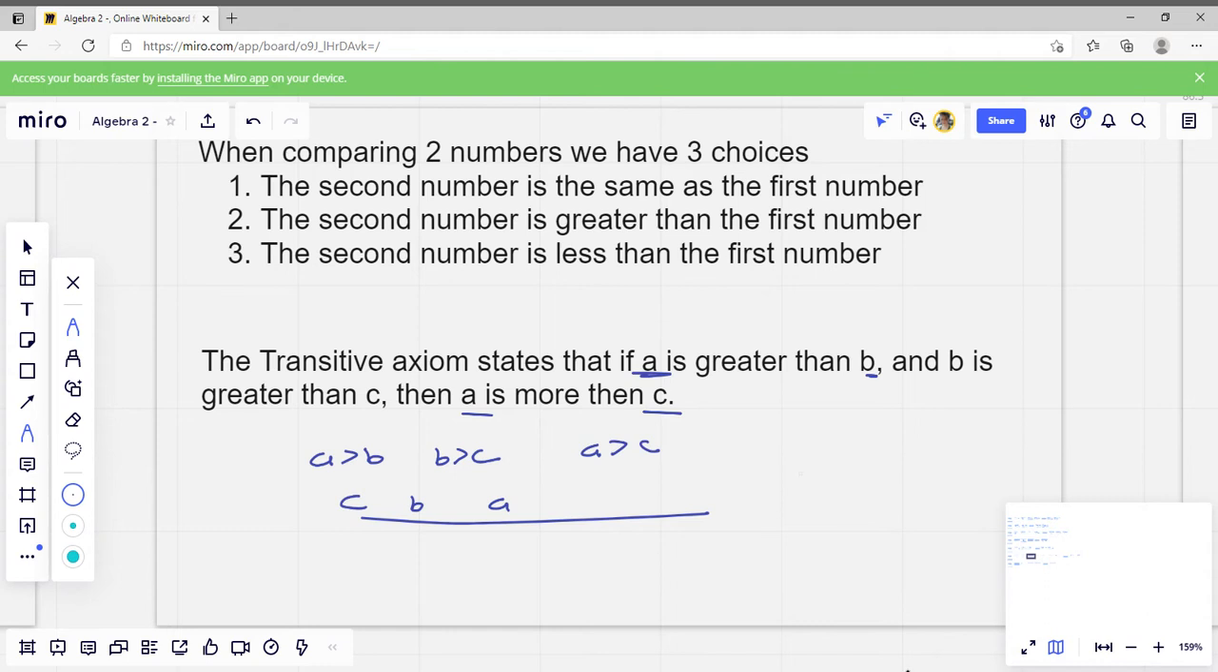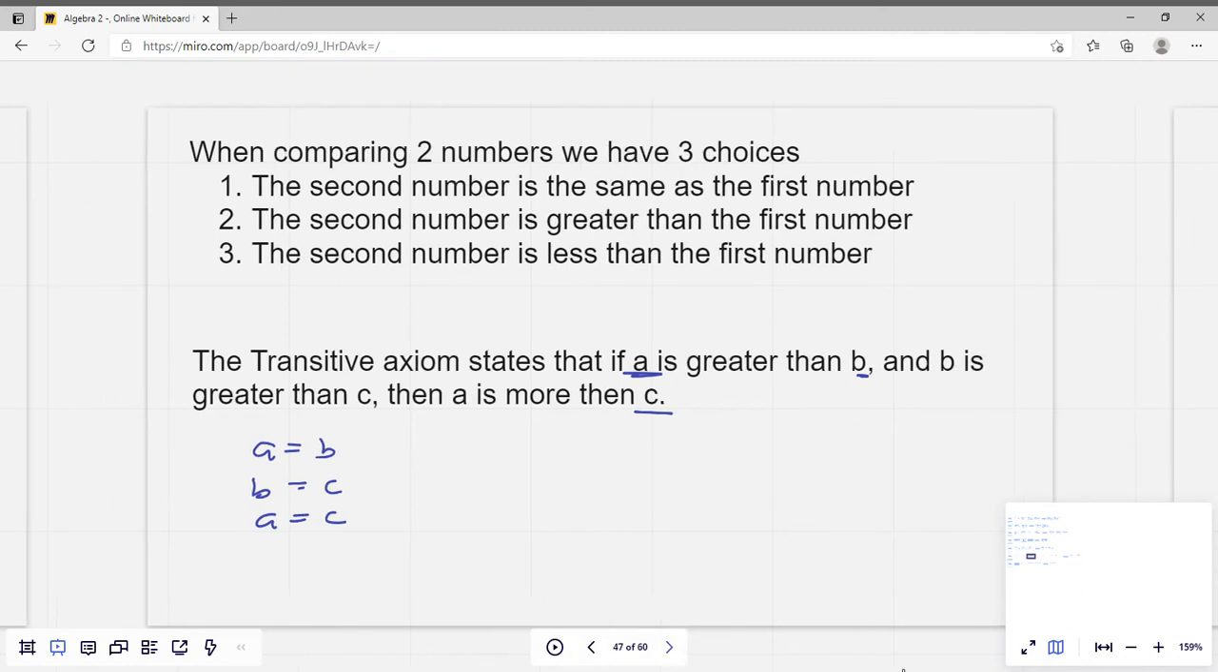So if one number is greater than the other, it just means they go in a line, right? So A is more, B is more. That means A is more than both B and C. And you can say equal to. So if A equals B and B equals C, then A has to equal C as well. Okay, that's the transitive property, transitive axiom.